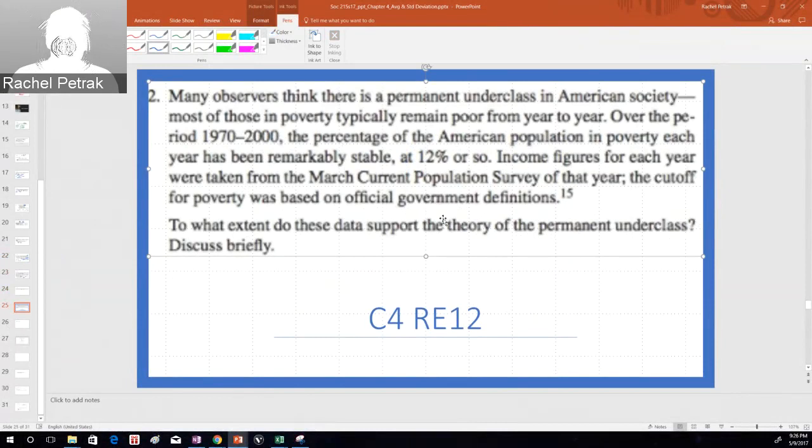We can't prove the theory of the permanent underclass based on these data because these are observational data. And with observational data, we can only make observations about trends. If we want to look at causal issues, we must do an experiment.